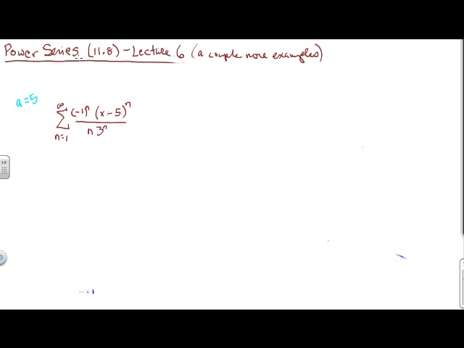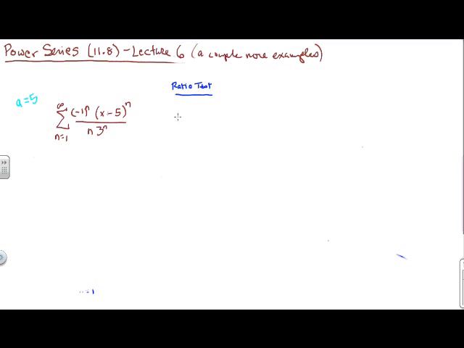Okay, so let's see. Again, this is not a geometric series because of that n, and it's not a good root test because, well, n's not raised to the nth power. So I would use the ratio test again. So let's use the ratio test to get started.